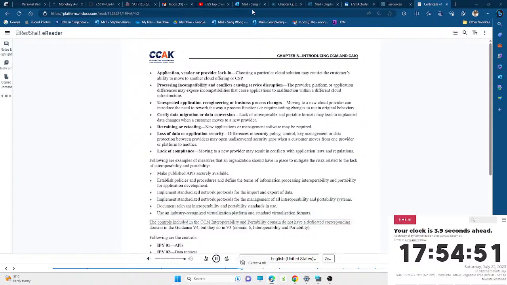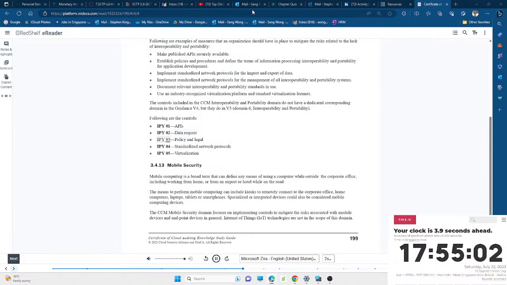The controls included in the CCM interoperability and portability domain do not have a dedicated corresponding domain in the guidance v4, but they do in v3, domain 6, interoperability and portability. Following are the controls: IPY-01 APIs, IPY-02 data request, IPY-03 policy and legal, IPY-04 standardized network protocols, IPY-05 virtualization.